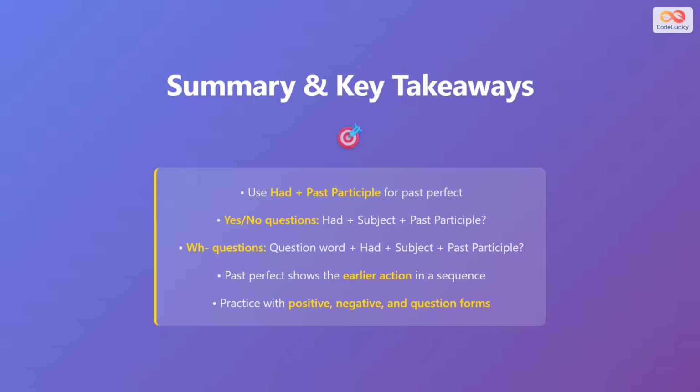Let's summarize what we learned. Use had plus past participle for past perfect. For yes or no questions, use had plus subject plus past participle plus question mark. For WH questions, use question word plus had plus subject plus past participle plus question mark. Past perfect shows the earlier action in a sequence of events. Practice with positive, negative, and question forms to master this tense.